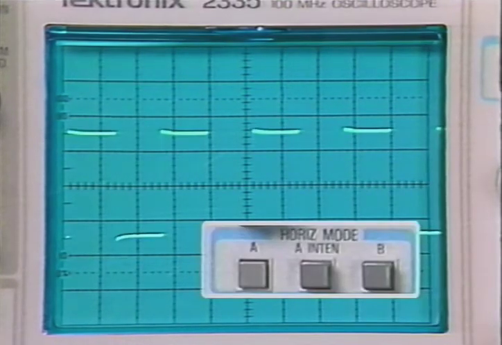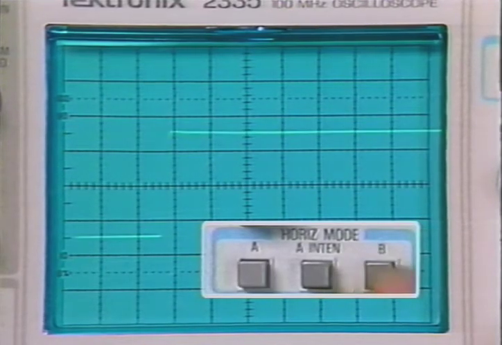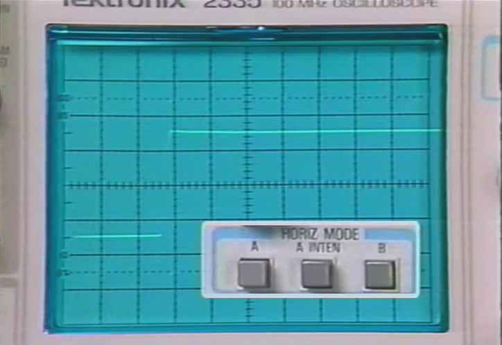Delaying time-based scopes like the 2335 let you select either of two sweeps, A-sweep and B-sweep. The A-sweep starts immediately after a trigger, while the B-sweep is started after a controlled delay time, a precise amount of time between the trigger point and the beginning of the display.